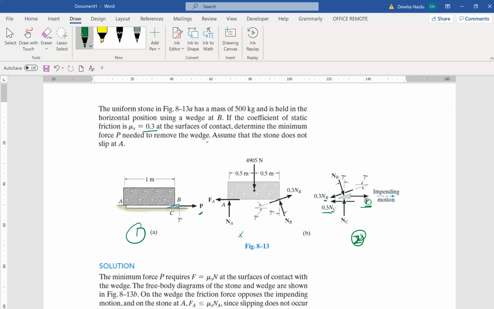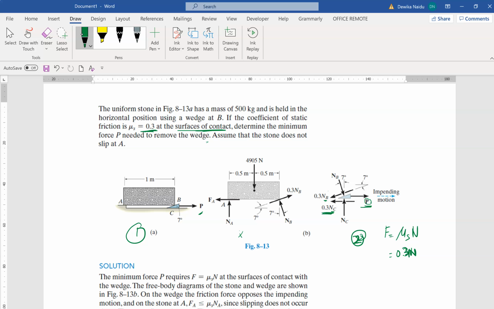Okay, why is it 0.3 NC? Because the question has given that the friction coefficient is 0.3. That's why it's all written 0.3, because they have said that the surface and the surface contact is 0.3. That's why it's 0.3.